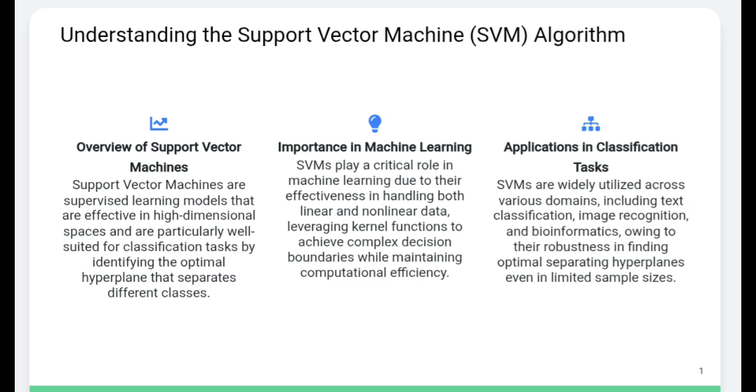Importance in machine learning. SVMs play a critical role in machine learning due to their effectiveness in handling both linear and nonlinear data, leveraging kernel functions to achieve complex decision boundaries while maintaining computational efficiency. Application in classification tasks. SVMs are widely utilized across various domains including text classification, image recognition, and biometrics, owing to their robustness in finding optimal separating hyperplanes even with limited sample size.